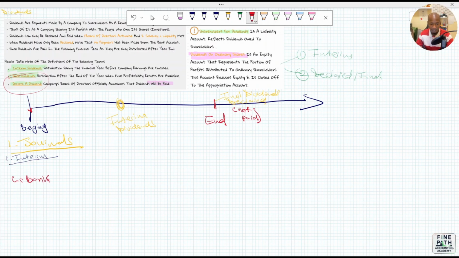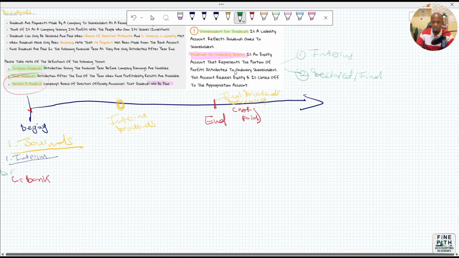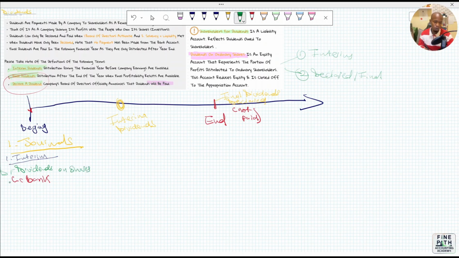And then you must remember, as I say, that this dividends on ordinary share account is for both the interim and declared dividends. It's just an account that shows the total dividends for that company, right? And then on our debit side, we would then have that account, which is dividends on ordinary shares.